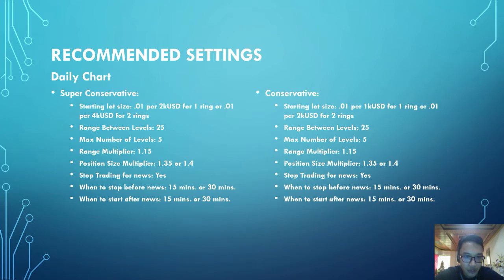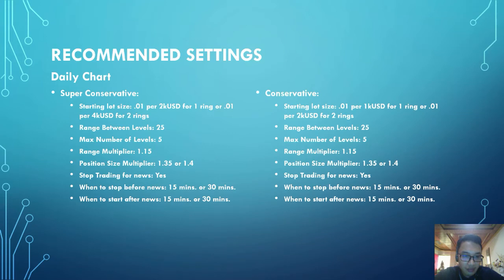Starting lot size is 0.01 per 2k USD for one ring, or 0.01 per 4k USD for two rings. The range between levels is 25. Max number of levels is 5. Range multiplier is 1.15. Position size multiplier is 1.35 or 1.4. You set the stop trading for news to yes, 15 minutes or 30 minutes before and after.